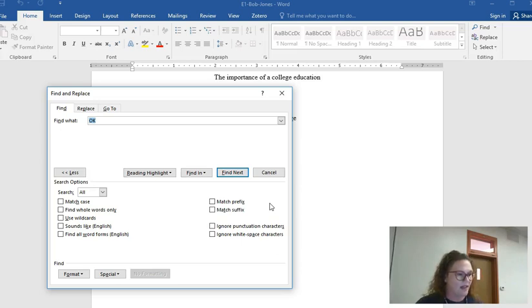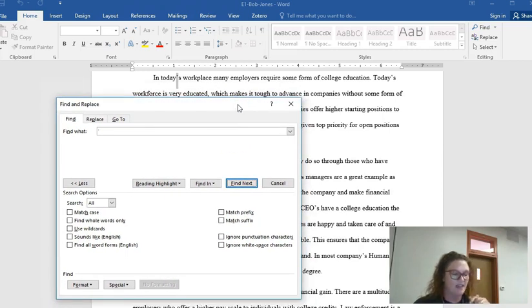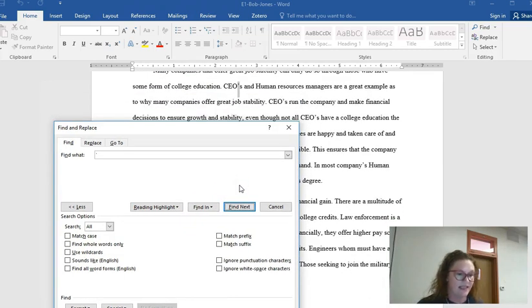So I'm going to go back to find and replace here. And I'm just going to type in an apostrophe. And that's all that I'm going to type in. Just an apostrophe. And you can see here it finds the first apostrophe in "today's workplace." Now, in this particular case, that's a possessive apostrophe. In what workplace? Today's workplace. Today's owns the workplace, so to speak. So that one's good. I'm good there. Today's CEOs and human resource managers.